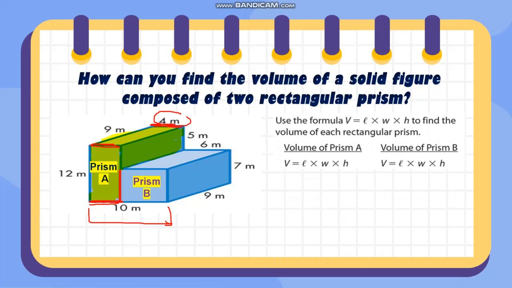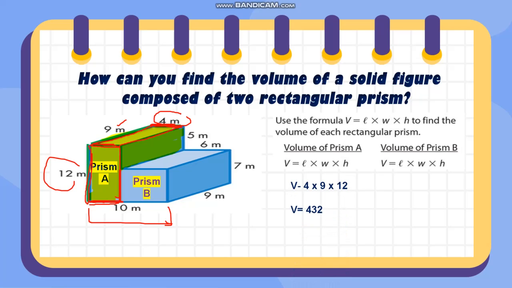And what is your width? Your width is on this part, so this is your width, and this is also your width, which is equivalent to 9. And where is your height? Your height is from here up to here. From here up to here is the same, and that is equivalent to 12. So the volume now of prism A is 4 multiplied by 9 multiplied by 12, and that is equivalent to 432. Now, the volume of prism B.